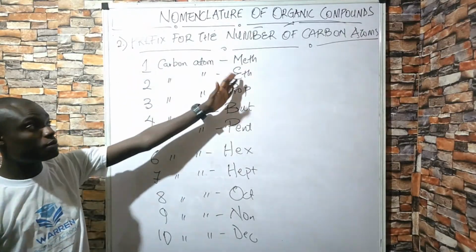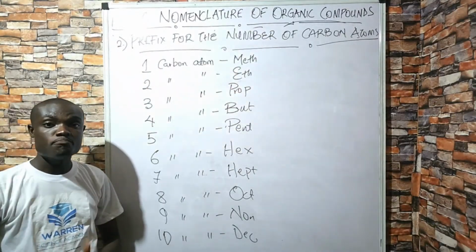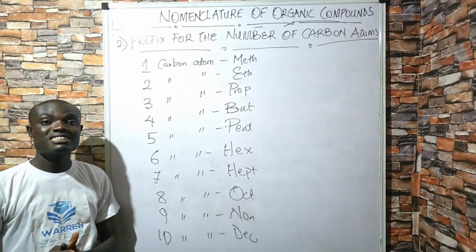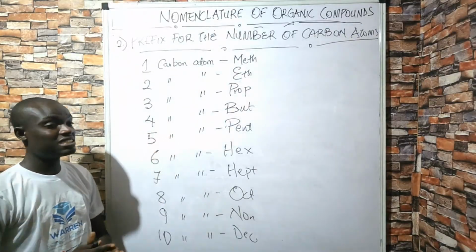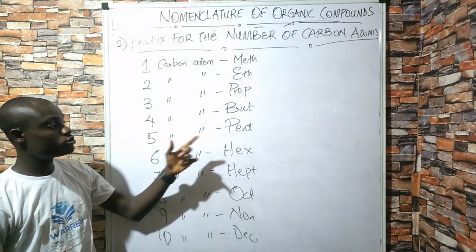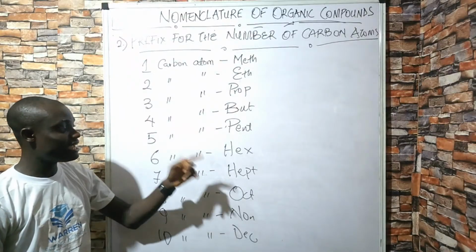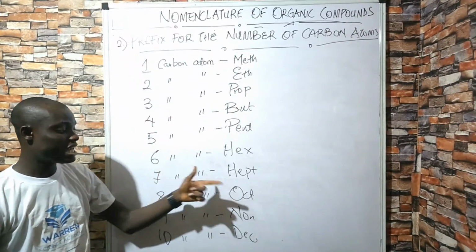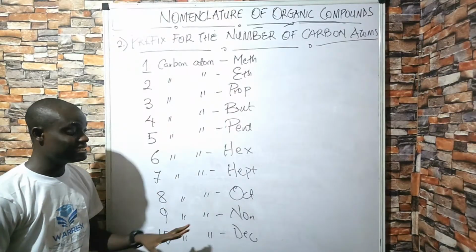So from the first carbon atom again, we refer to it as meth. For the second carbon atom, we refer to it as eth. For the third, we refer to it as prop. For the fourth, but. 5, pent. 6, hex. 7 is hept. 8 is oct. 9 is non, and 10 is dec.